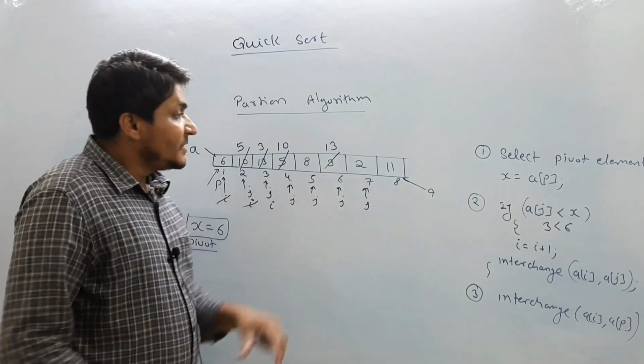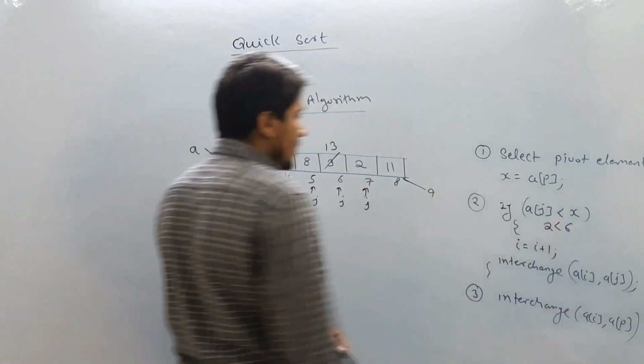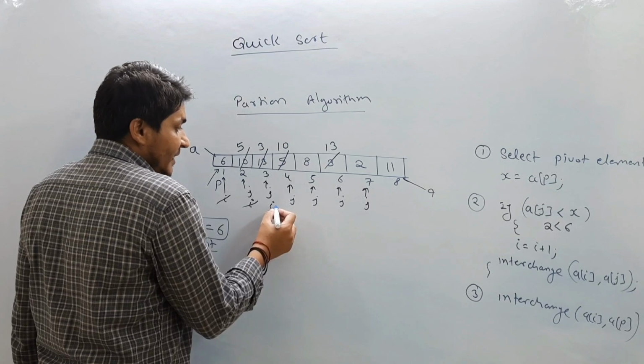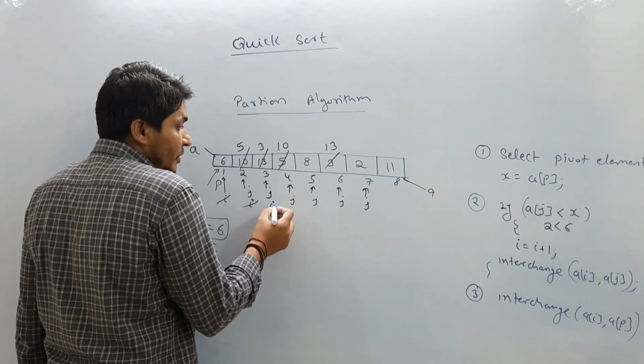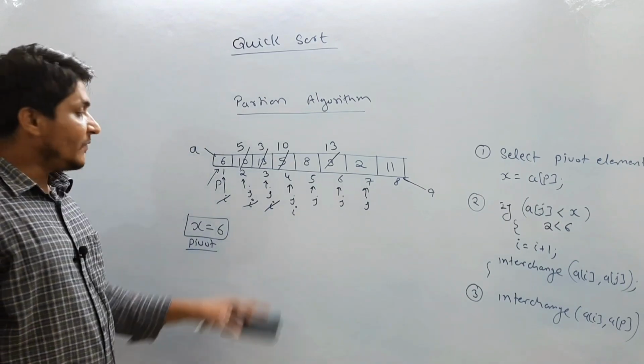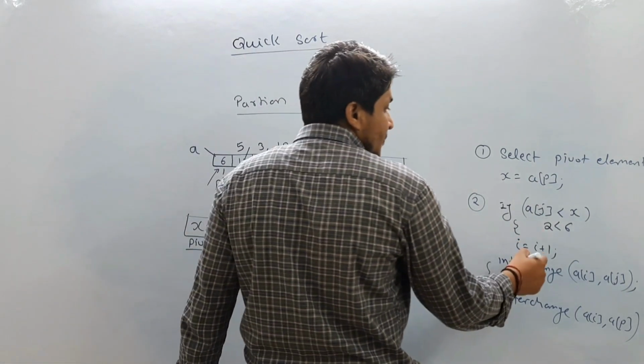Okay, now A of j. What is A of j now? A of j is nothing but 2. Condition true or false? Condition is true. Now again I will increment the value of I because I is currently pointing to the location 3. So I will increment. Now I is pointing to index number 4.